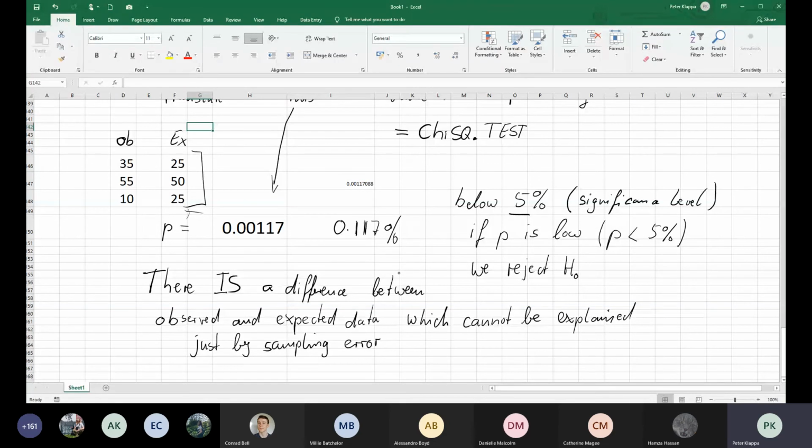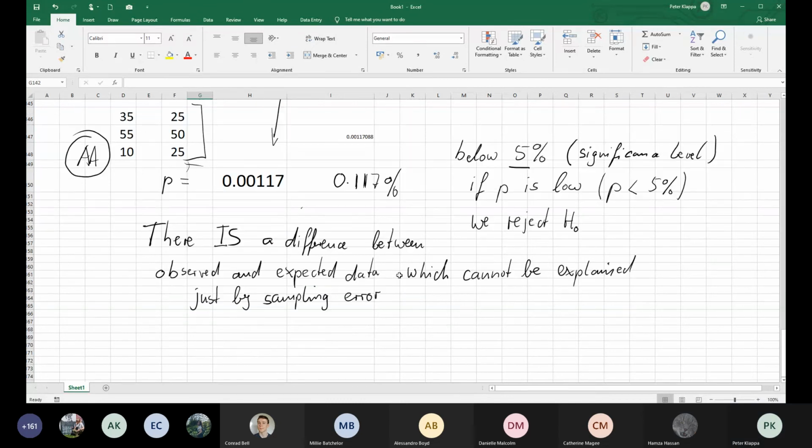So very clearly, this means that the AAs, the capital A's, the homozygotes for A, are underrepresented. There is something weird going on with these AAs. What could it be? Mutation? Unlikely. Natural selection? Yes. Why? How?